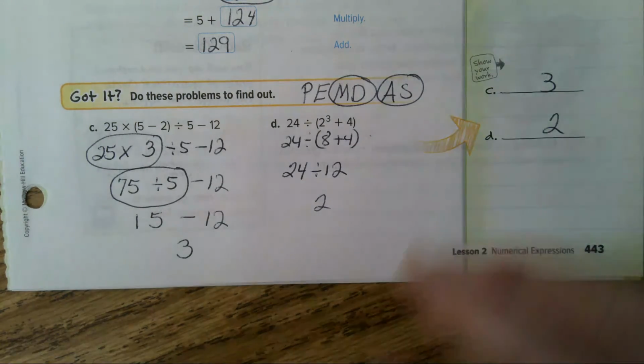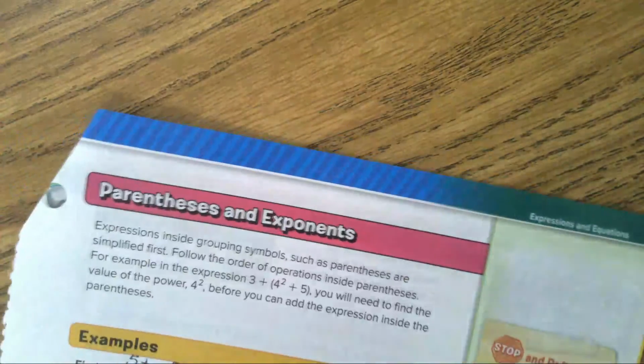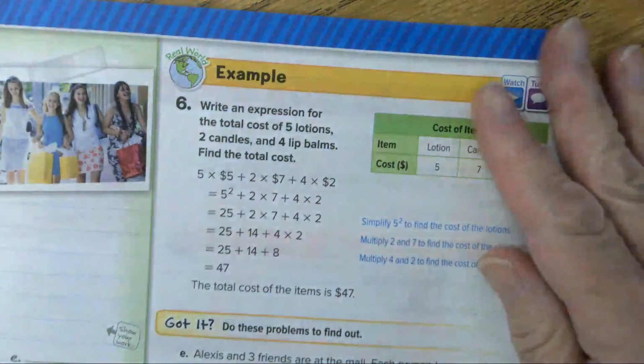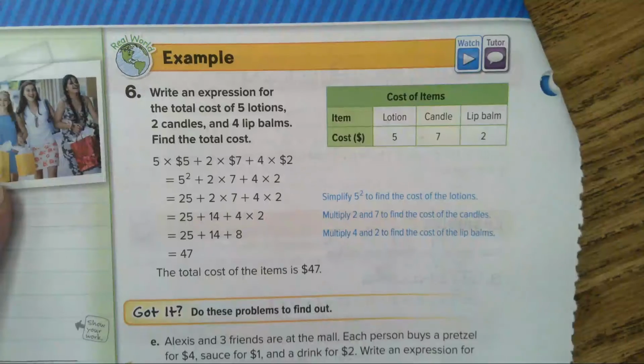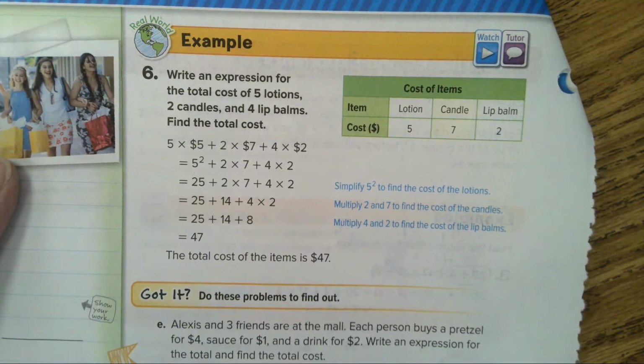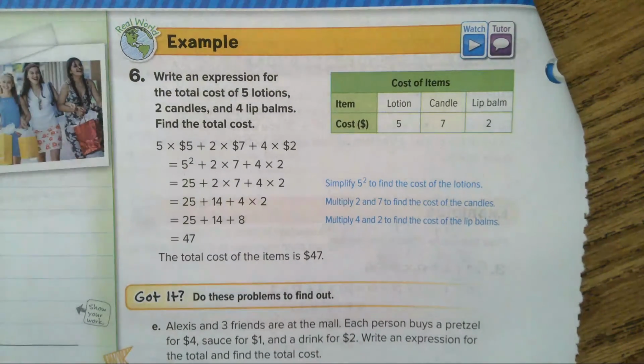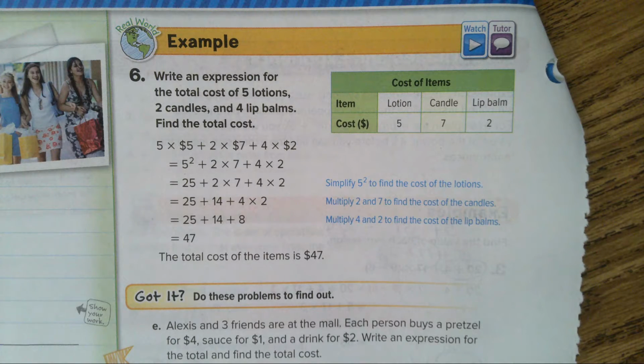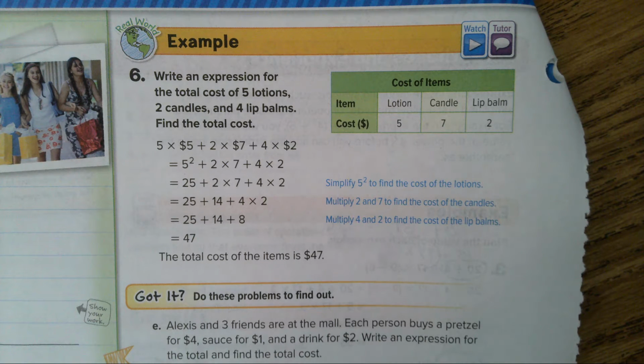Now let's go to page 444. We have a chart here. There is a video that goes along with this in your books, but we're just going to keep on working. You can watch the video sometime on your ebook if you want to. Write an expression for the total cost of 5 lotions, 2 candles, and 4 lip balms. Okay, an expression means we don't want the exact answer.